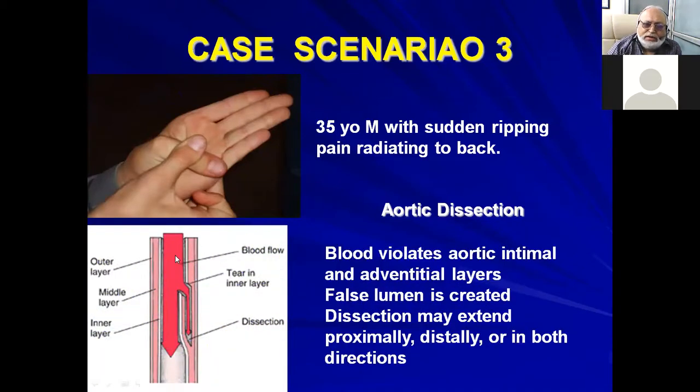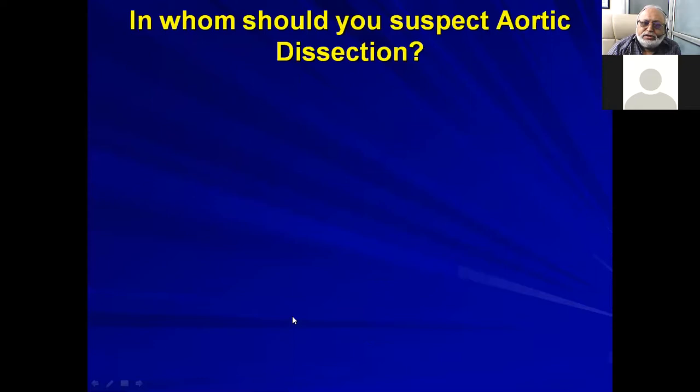Now, what is aortic dissection? If you look at the aorta, we have an outer layer, a middle layer, and an inner layer. When there's a tear in the intimal layer or the inner layer, and the blood oozes in between the middle layer and the inner layer, it is known as aortic dissection. That is, blood violates the intimal and adventitial layers, and there is a false lumen that is created, and dissection may extend either proximally, distally, or in both directions.